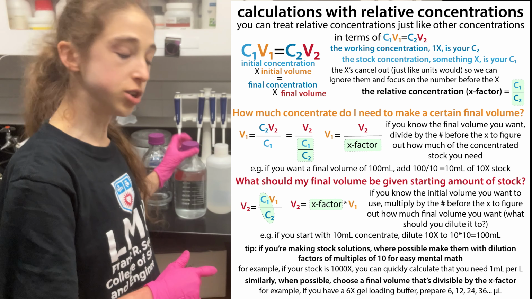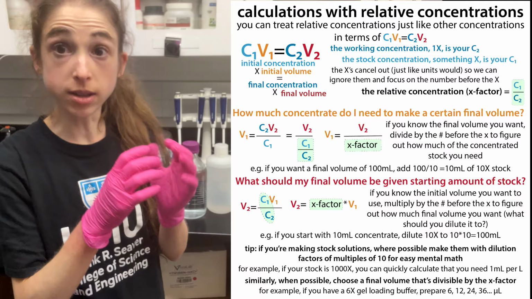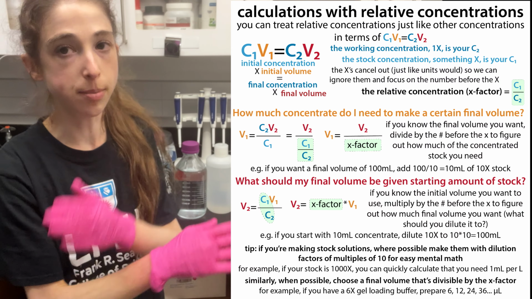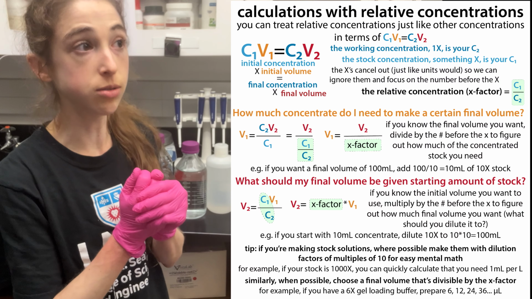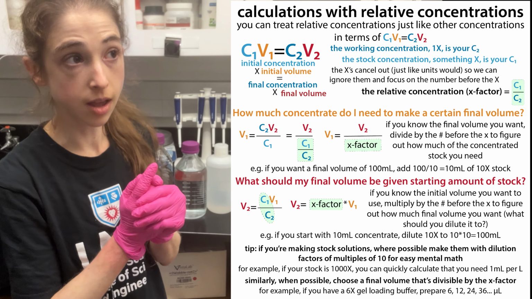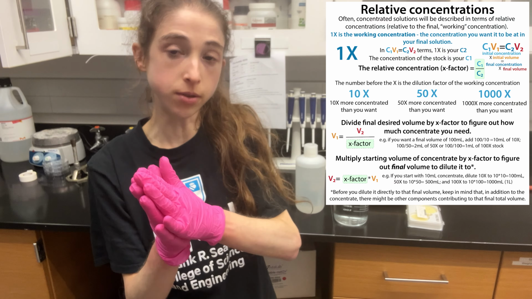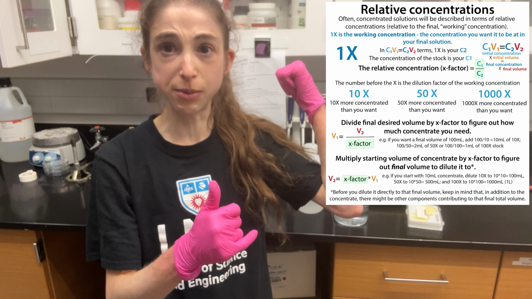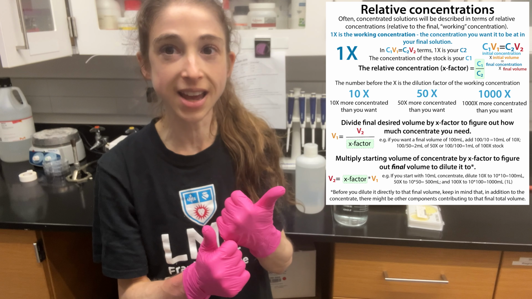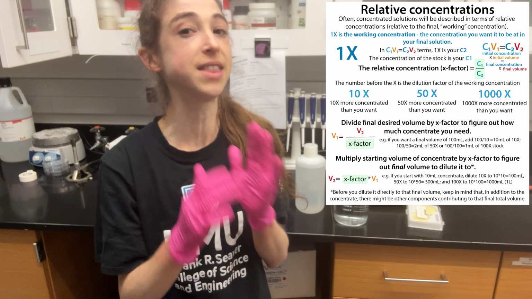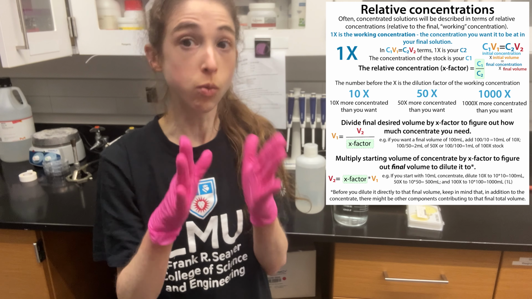And to go the other direction, you take the volume of the stock that you have and you multiply that by the X factor to get the volume that you need. And so stock solutions like this are really, really helpful. And what you also notice is that we have like 50X, we have 20X, we have 10X, we have 1,000X. 1,000X is great because when you can do it.